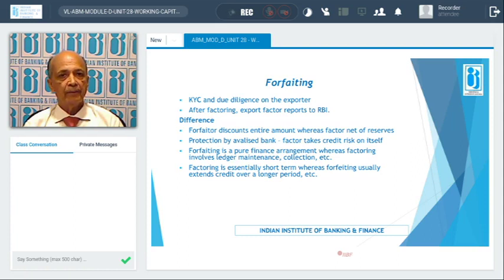Then after factoring, the export factor reports to RBI, because that transaction is a foreign exchange transaction. So after the completion of the transaction, the transaction should be reported to RBI in a particular section. That is for forex business. It should be reported to RBI, and that will be taken care of in their records for collection and dissemination.